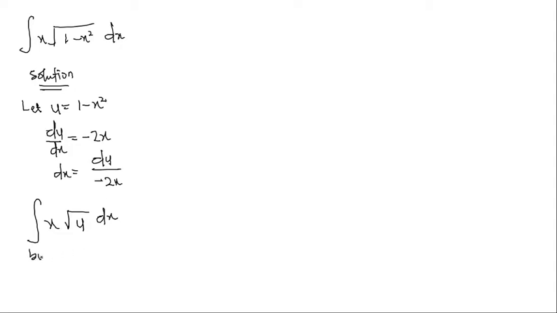But we said, let dx, since we made dx the subject over here, be du over negative 2x. So if we substitute this back over here, we now have the integral of x root of u, multiplied by the dx, which now becomes du over negative 2x. So we can rewrite everything over here, because they are all multiplying, and multiplication is commutative.